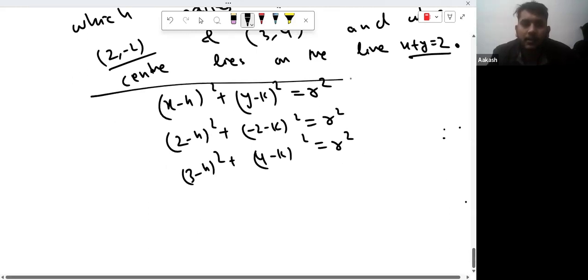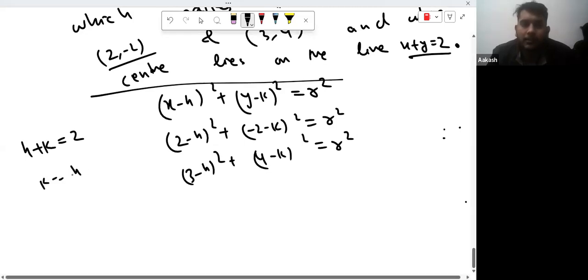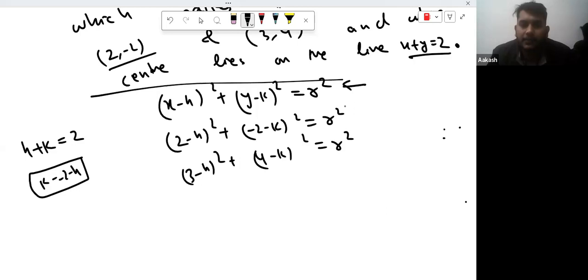So we can say h plus k is equal to 2. These things are clear? Yes, sir. So k equals 2 minus h. So you can just put the value of k here and get the answer. Here and here, two equations, two variables. This is the first equation, this is the second equation. Replace the value of k and simplify, get the answer. Let's subtract these two equations.